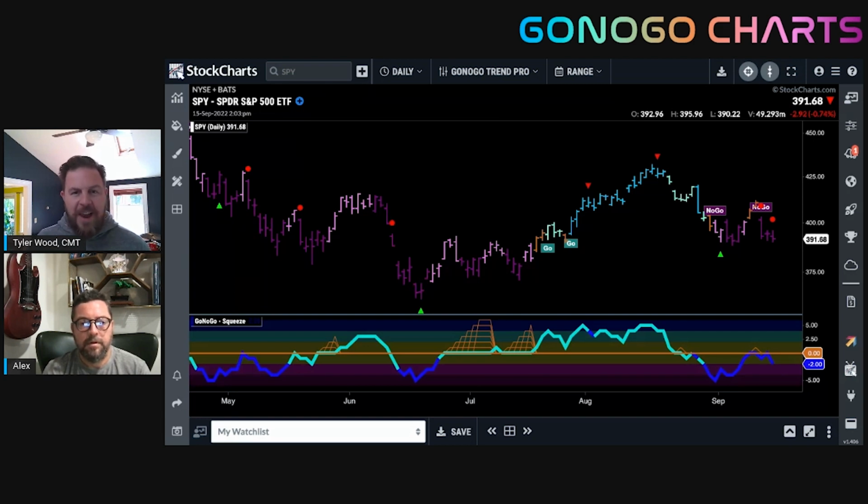So that recent rally last week brought us into that amber neutral territory from a trend perspective on a daily chart of the SPY, obviously rolling back over into strong no-go conditions.